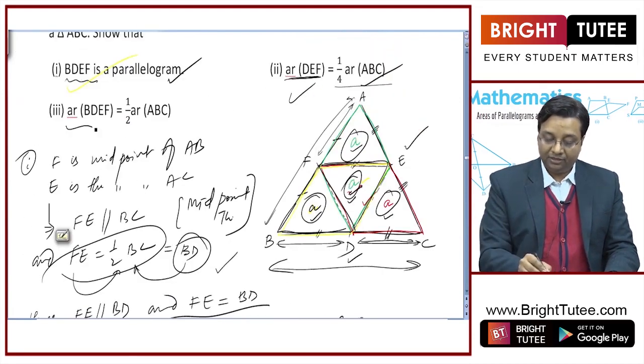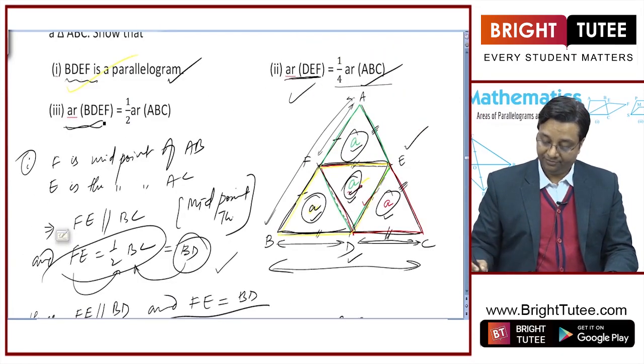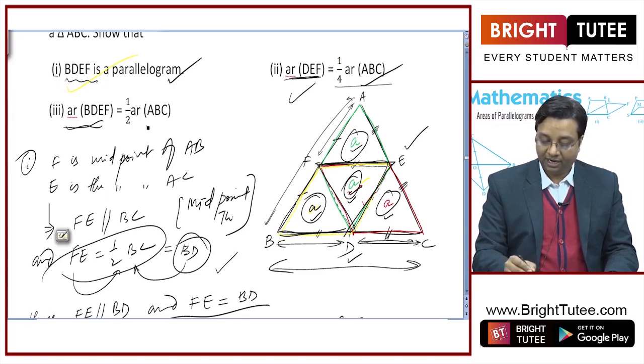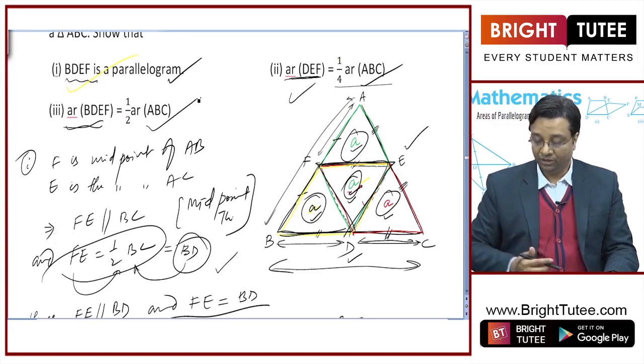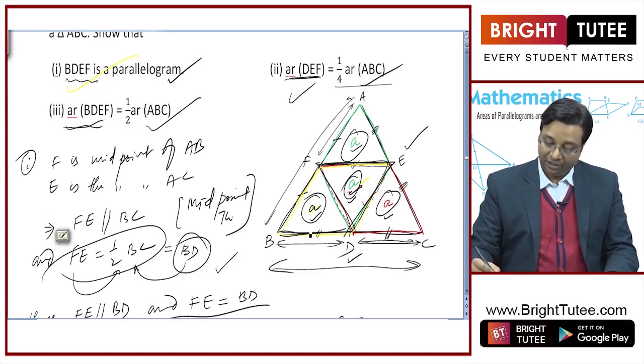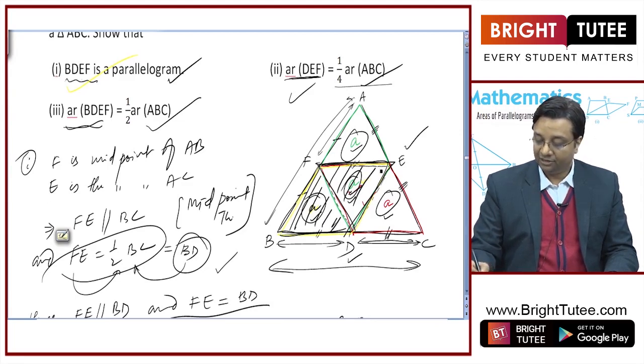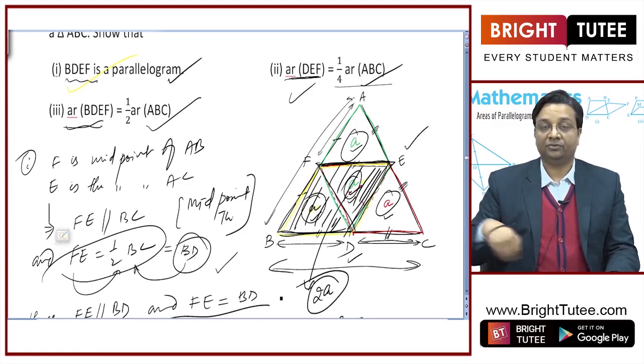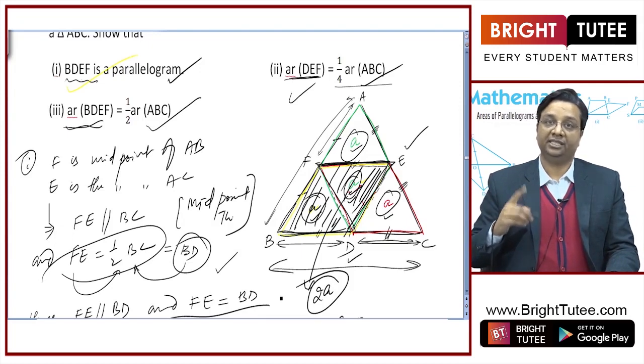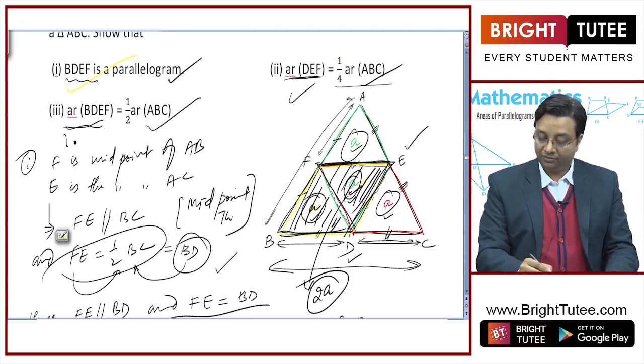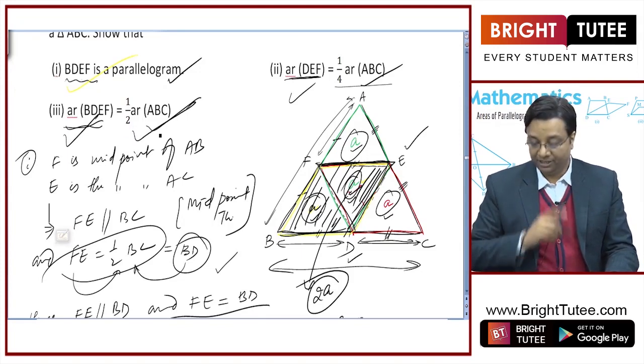Okay, let us look at this one. Area of BDEF, which is this parallelogram here, is half of triangle ABC. This I leave to you. Why? Because I have already shown you that this triangle has got area small a, this triangle has got area small a. So combined this is 2 into a, that is 2A, and area of the bigger triangle ABC is 4A. So area of parallelogram BDEF is half of area of triangle ABC.